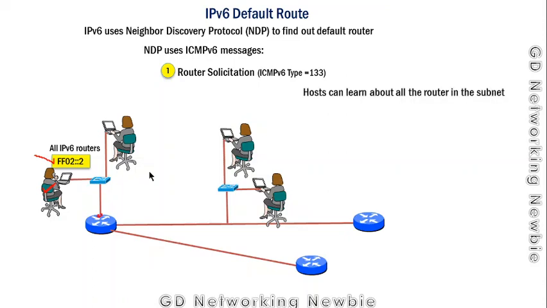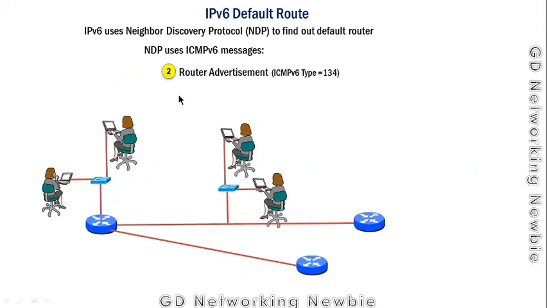In this way, a host can learn about all the routers in the subnet by using the router solicitation message. For example, this host machine will ask this router to please introduce itself or give information about itself so that it can be used as a default router. So router solicitation is a message sent from the host machine to all the routers on the subnet to get information about those routers.